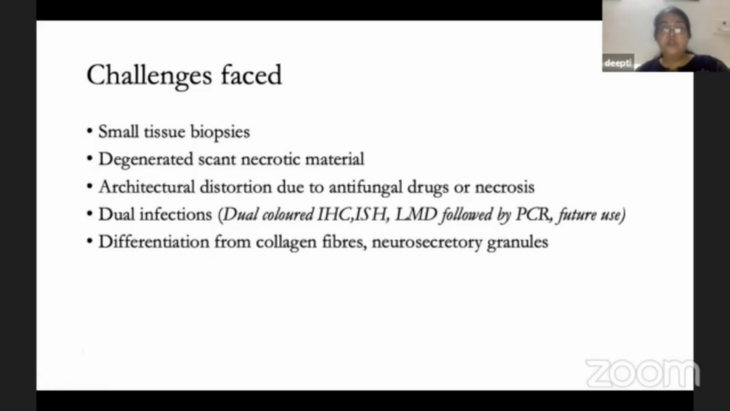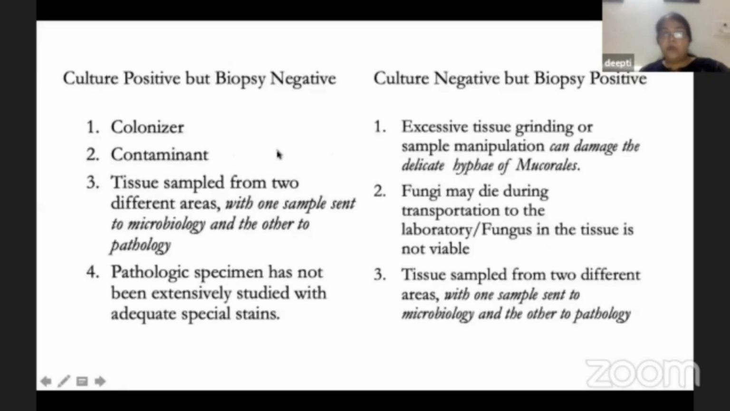Excessive tissue grinding or sample manipulation can damage the hyphae of organisms, so the culture may be negative. Or the fungi may die if you don't pay attention to whatever Dr. Moria has taught just now, and you have not taken proper precaution during transportation. Then the culture may be negative but the biopsy positive, or the tissue again has been sampled from two different areas.